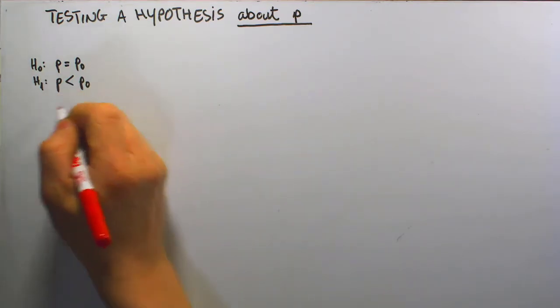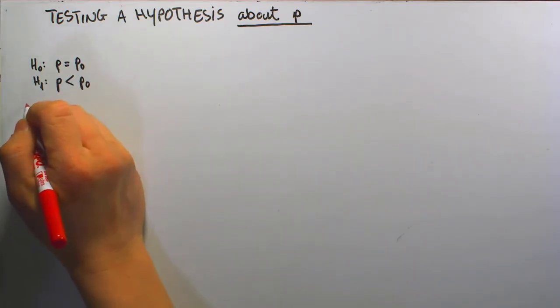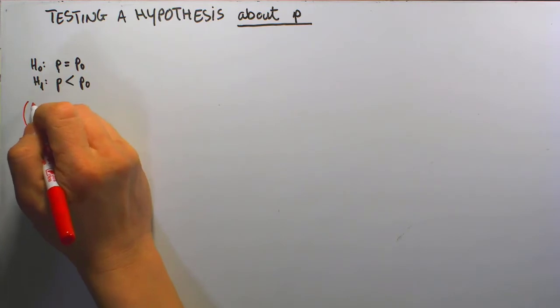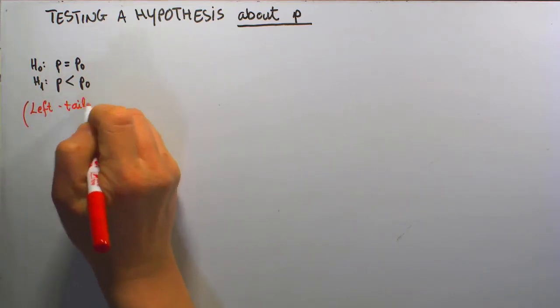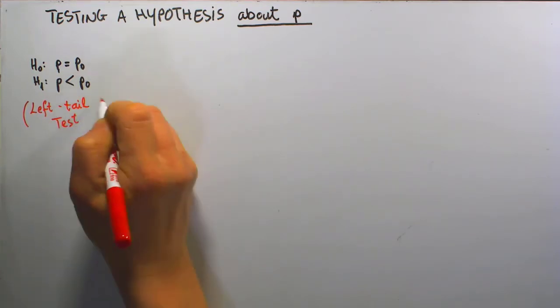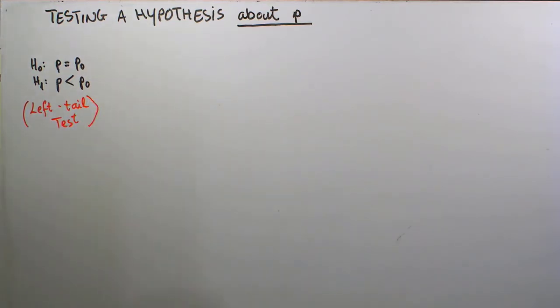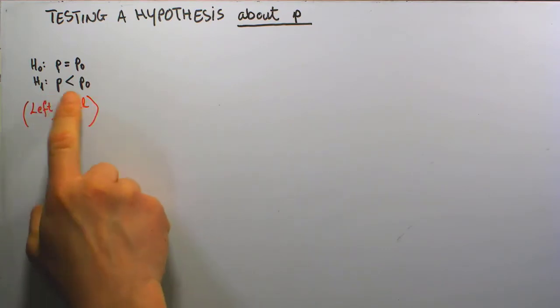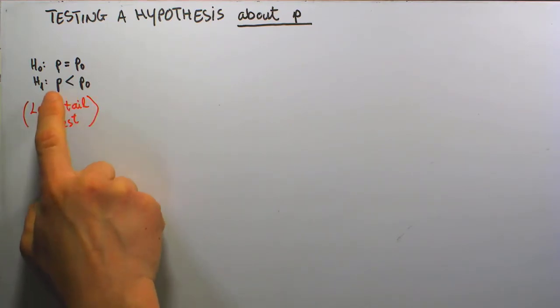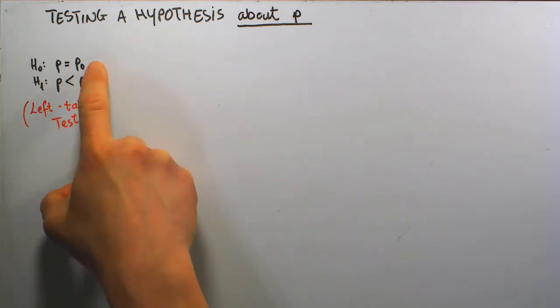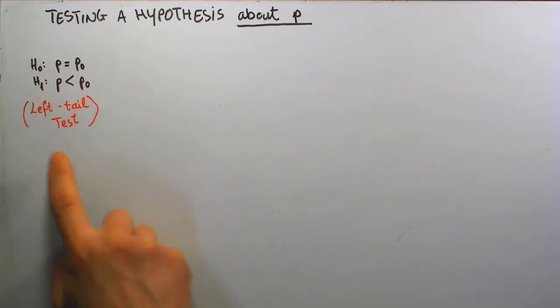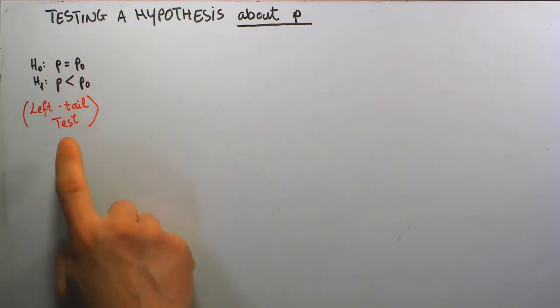In this case right here, we regard our test as a left tail test, or in another way of saying, the test we're doing here as soon as we identify the alternative hypothesis that states P is less than the value P sub 0 claimed in the null hypothesis, the test itself is regarded as the left tail test.